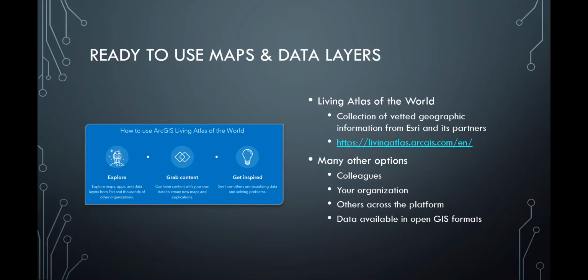You can also access data from a number of OpenGIS formats like GeoJSON or Open Geographic Consortium web mapping services, and that type of thing. So there's a lot of data that's already out there. Some of it may be accurate, some of it may not. It's accessible in a number of ways, and it's out there and available to explore on the platform.